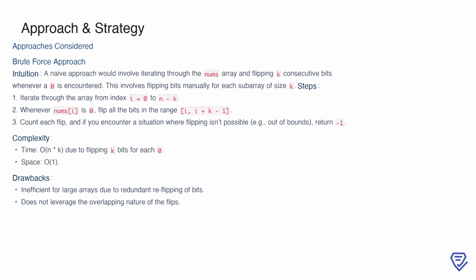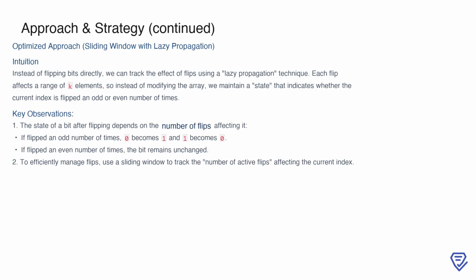While this method is simple to grasp, its inefficiency becomes apparent with larger arrays. The time complexity is O(n*k), as flipping all k bits for each 0 results in significant redundant work, especially when flips overlap. The space complexity is O(1), since no additional data structures are used. However, this approach fails to optimize for overlapping flips, leading to unnecessary computations. An optimized approach improves upon the brute force method by leveraging a sliding window technique combined with lazy propagation.